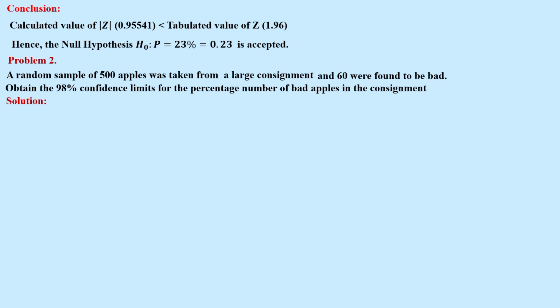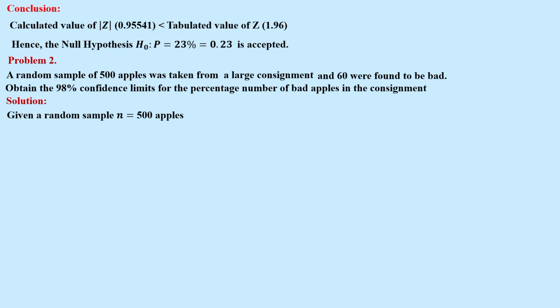So we are going to find the confidence limit. 60 is bad out of 500. What is the confidence limit? 98% confidence, which is definitely true for the whole lot. So we are going to find that limit, and the true value will definitely lie in between.